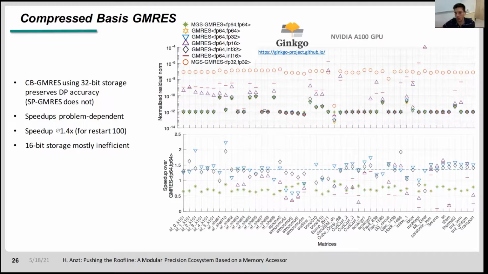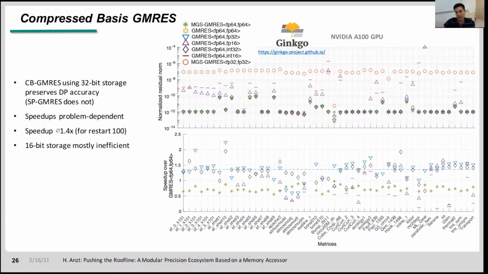So overall, our takeaway was that maybe using single precision is a good compromise between additional iterations while still preserving the final accuracy and getting a good speed up. Of course, if you have a specific problem, you can play around with it and tune the precision format that you use for storing the Krylov basis to get the best speed up.